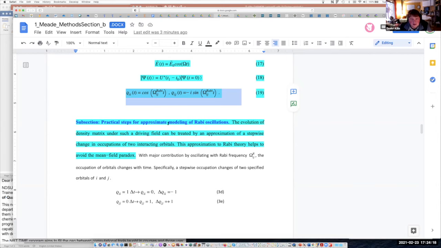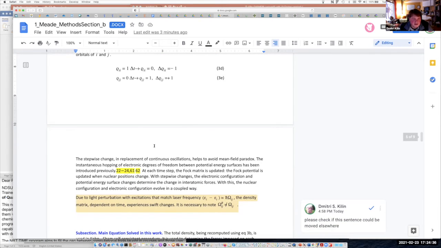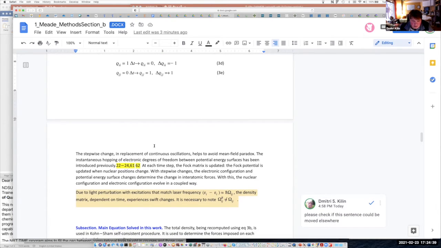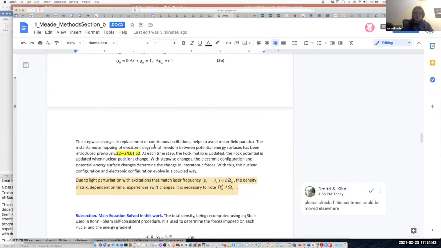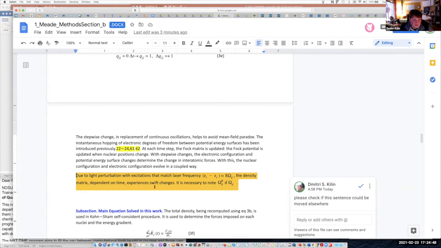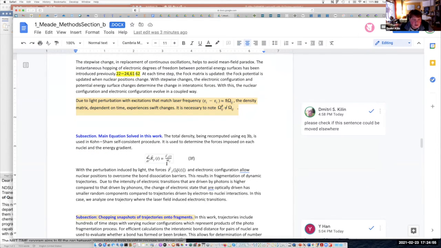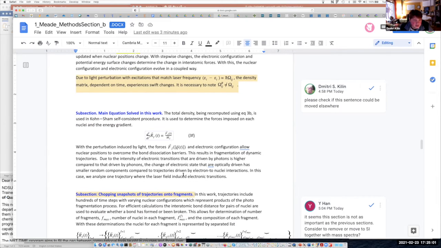Yes. And I believe if you request additional help from me or from Yoon, we'll be very happy to assist. But right now all components are there, but it is a little longer than a typical method section in a paper. I'm not sure that this sentence is in the right spot. It could be moved somewhere or completely removed. This Newton's equation with force depending on the electronic configuration of the main equation.